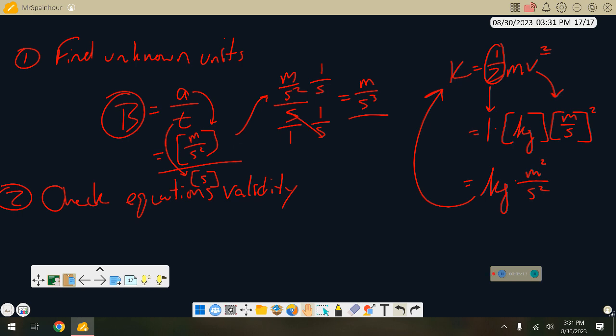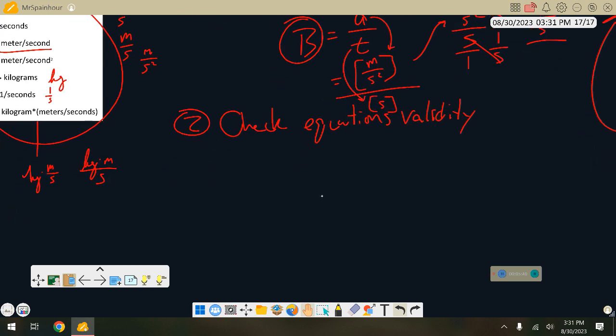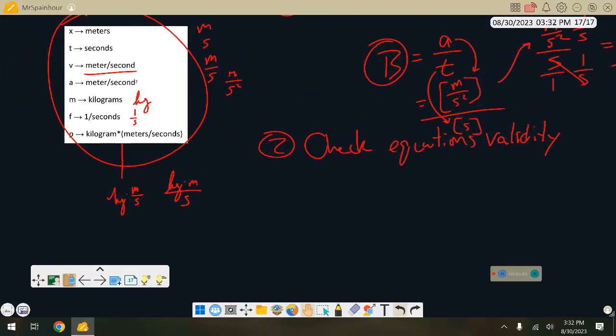So once again, the first thing that unit analysis does is find the unknown units of a variable we haven't tackled yet. Put those brackets on the very first one, and then beyond that, you're simply going to simplify. Now, let's come over here to the second step: check the equation's validity. In this case, we would look at an equation that we do know all of the units for. For example, we've probably seen this one before, or you're going to see it very soon.